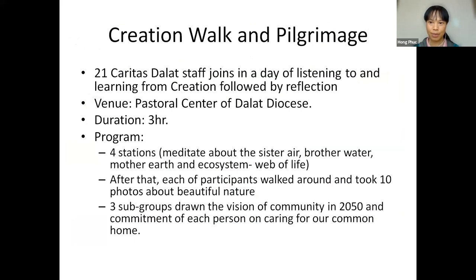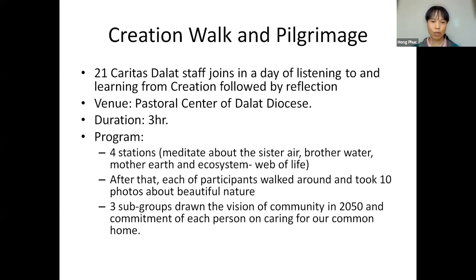And another capstone project, we did the creation walk and pilgrimage. 21 Caritas staff joined a day of listening to and listening from creation, followed by reflection. We did it in the pastoral center of the diocese with a duration of 3 hours.